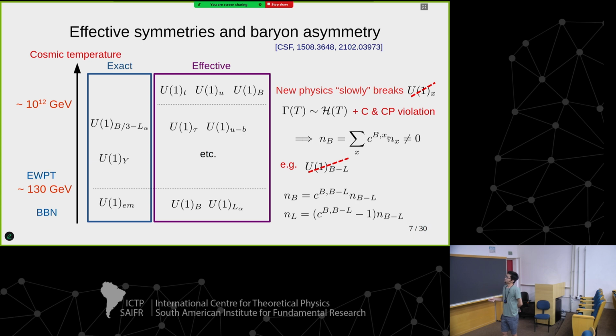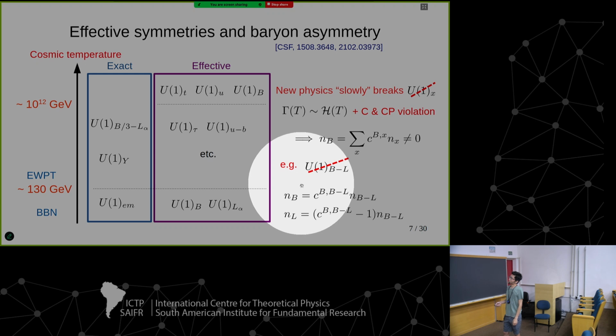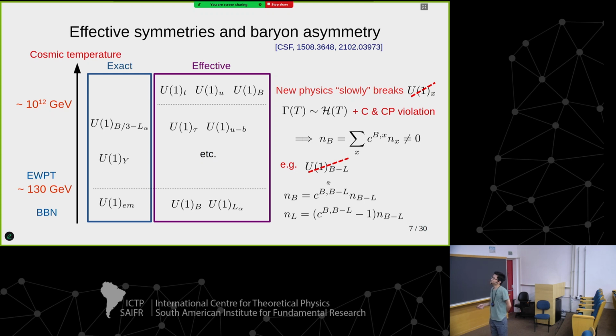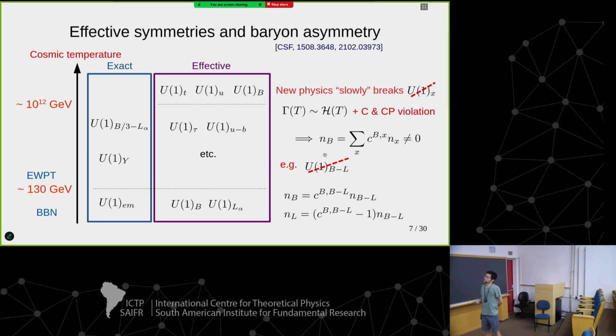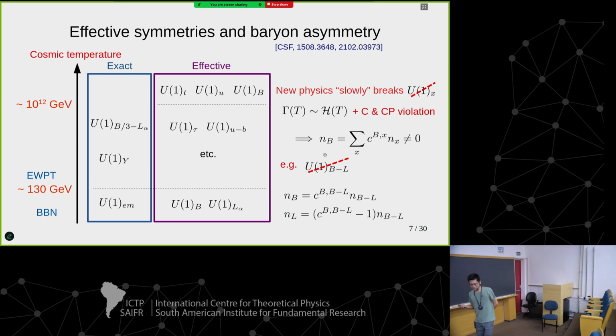So for example, if you introduce some model which violates B minus L in an out-of-equilibrium way, meaning not super fast, and you also have some source of CP violation, then that means that your baryon and lepton number will be proportional. Throughout this period, they will be proportional with some constant, which can be temperature dependent. But as you go below this threshold, this will be fixed, because the baryon and lepton number is conserved. So then it will be frozen. So you can have a genesis which happens above. These are the summary of how baryogenesis can work.